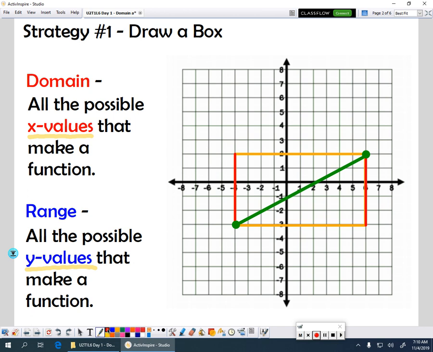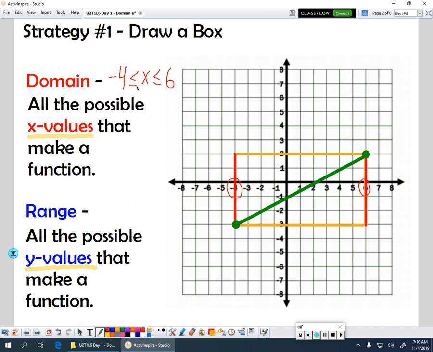So we can see here that the left side goes through -4, and the right side of our box goes through 6. And so our domain is all the x values that are in between -4 and 6, and this is the notation we use.